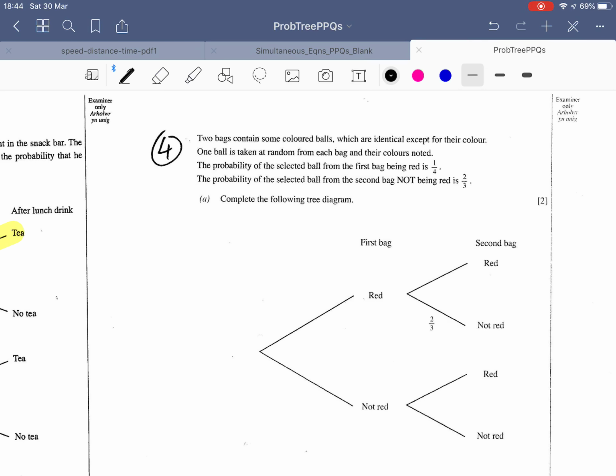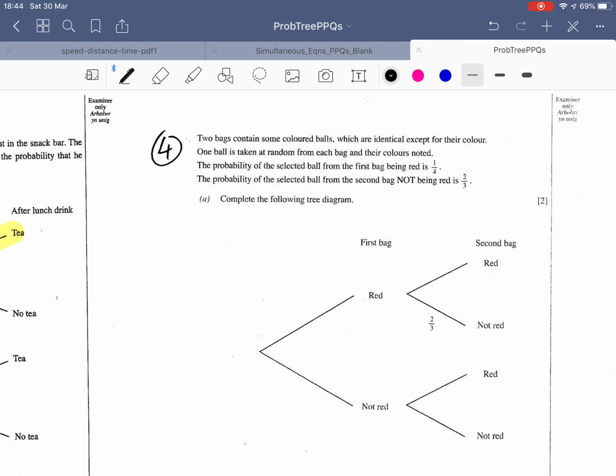Okay, so we've got to fill in the rest of our tree diagram. So we've got 2 separate bags. So if the first one is 1/4 for choosing red, we know not red is 3/4. On the second bag, if we know not red is 2/3, we know red is 1/3. And that is going to stay the same no matter what you choose in the first bag. Doesn't matter what you choose in the second bag. So they're independent again. So we've got 2 separate bags. Might be a little bit different if they're the same bag.